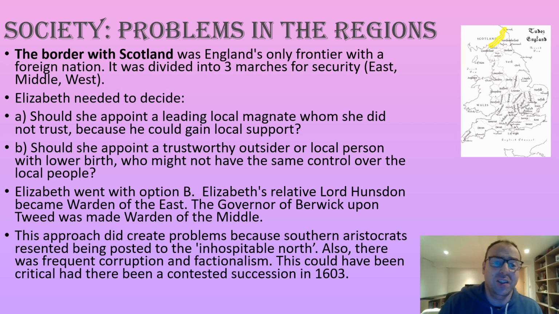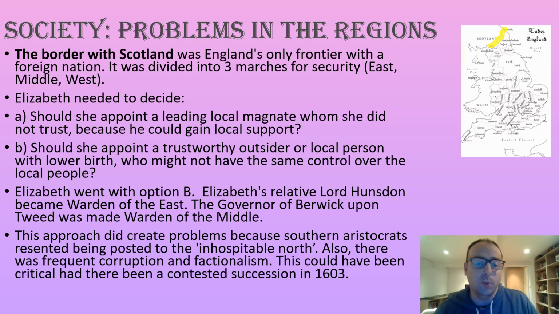But either of these choices in either part of B would not have the same control over the local people that a long-standing member of the nobility, a local magnate, would have. Now, Elizabeth went for option B. Her relative, Lord Hunsdon, became Warden of the East. The governor of Berwick-upon-Tweed was made Warden of the Middle. And so we see it going away from the traditional magnates of the North.